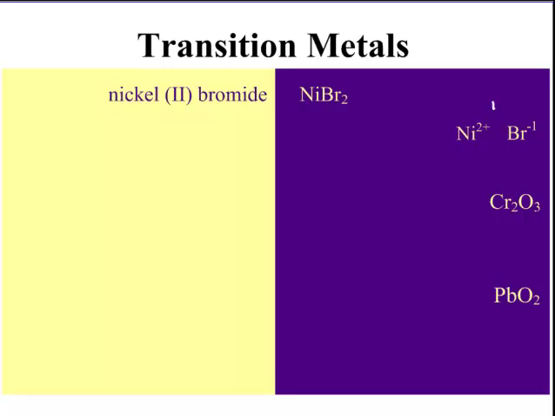Uncrossing the second example, the subscript of 2 becomes the charge of oxygen. The subscript of 3 becomes the charge of chromium. Oxygen really is a -2 ion, so this chromium really is a +3 ion, meaning the name is chromium 3 oxide.